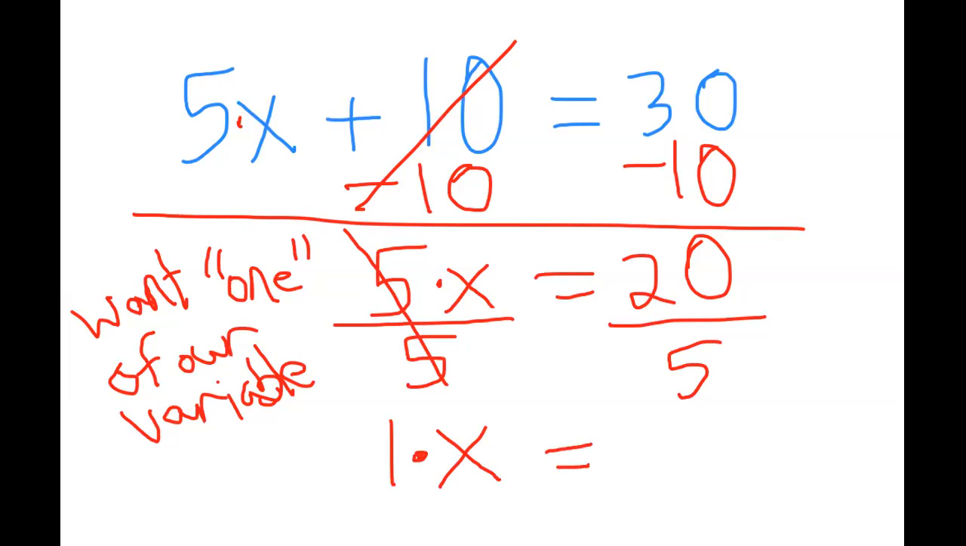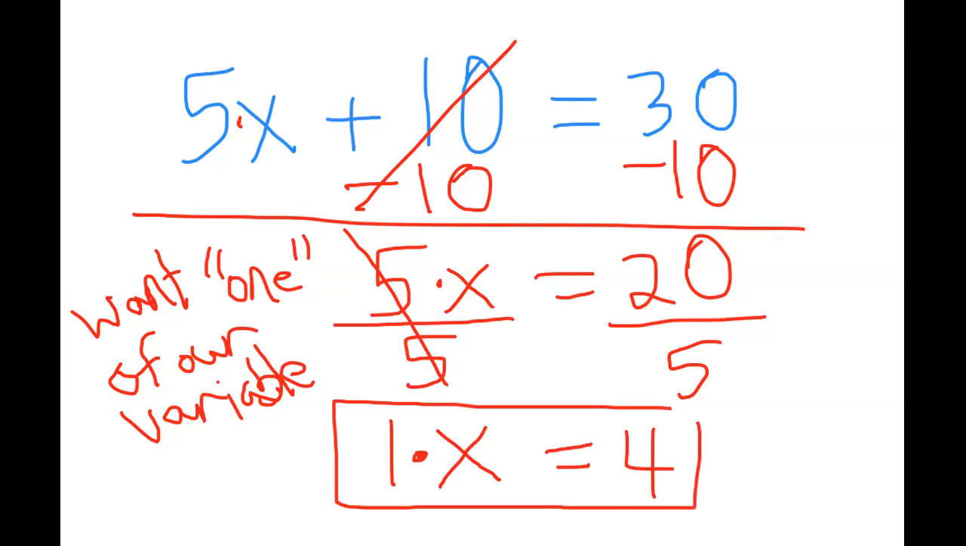So 20 over 5. You might say 20 over 5 is a fraction, but that means 20 divided by 5. And so then I'd have 4. So my final answer here would be 1x is equal to 4, or you could just say x is equal to 4. So that's how you do a simple one like this.